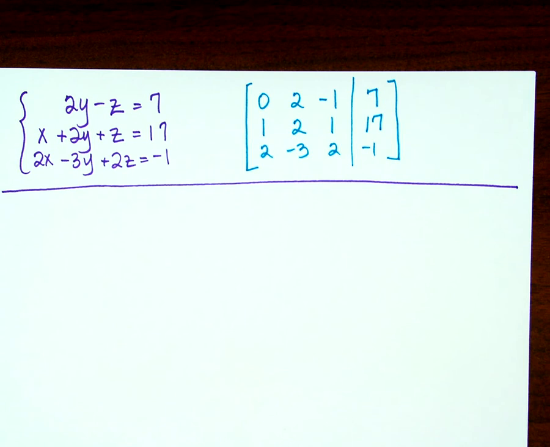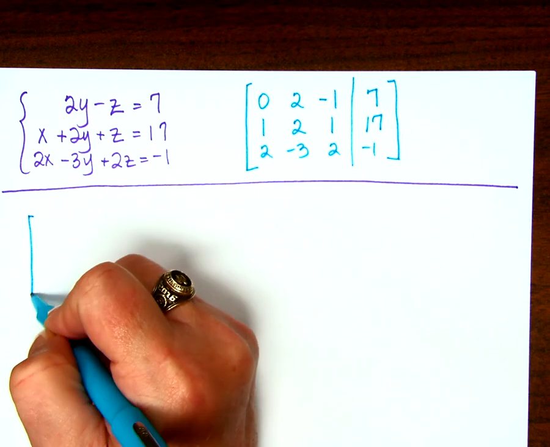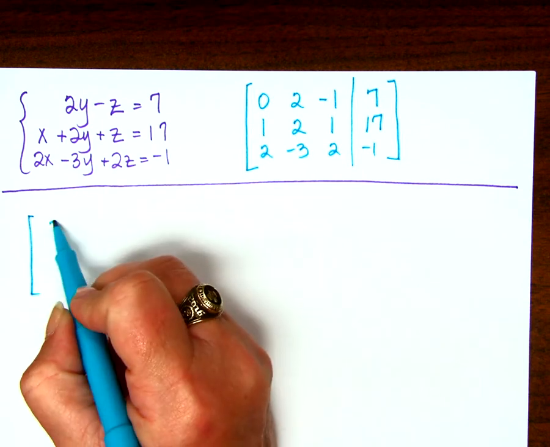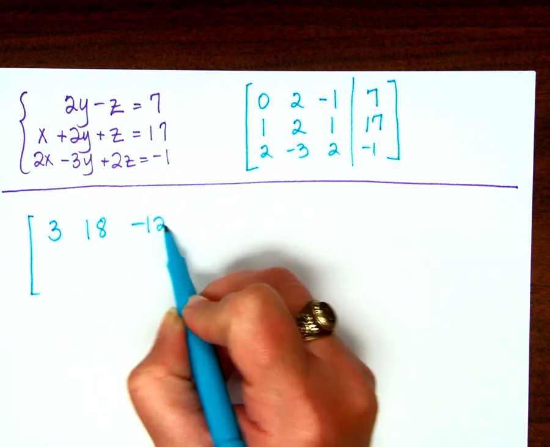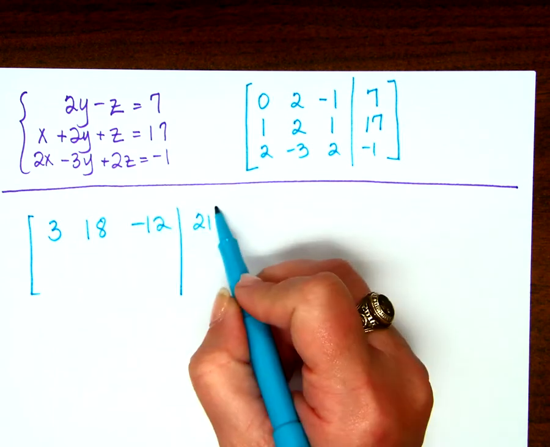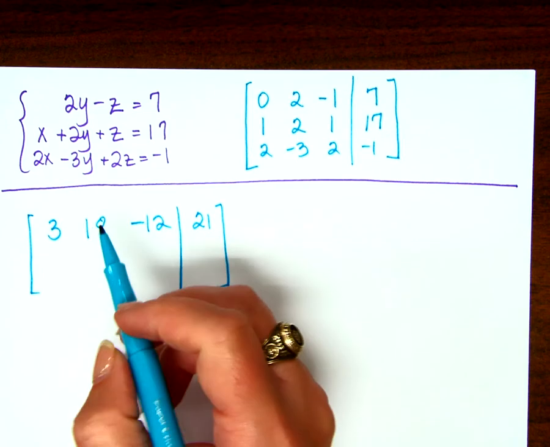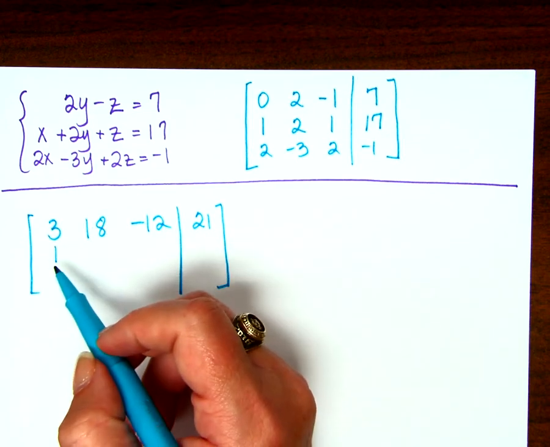All right. We need to work on knowing how to perform matrix row operations. Okay. So let me give you a matrix. 3, 18, negative 12. Ooh, just for fun, I'll make it an augmented matrix. Augmented. Changed.